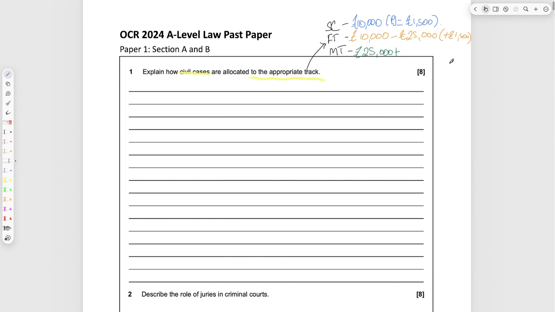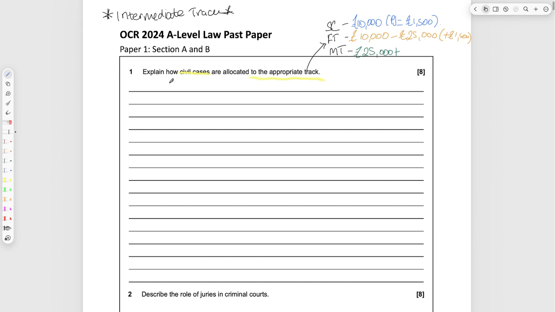Now, I do want to point out that the mark scheme for the paper does also mention the intermediate track. Now, this is not something that is independently taught at the moment. It's not something that's always discussed. It is mentioned in the mark scheme.